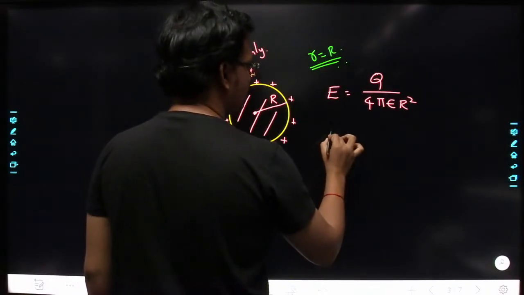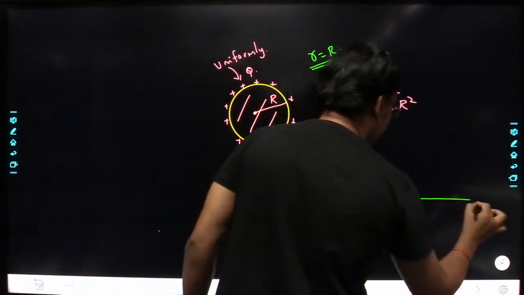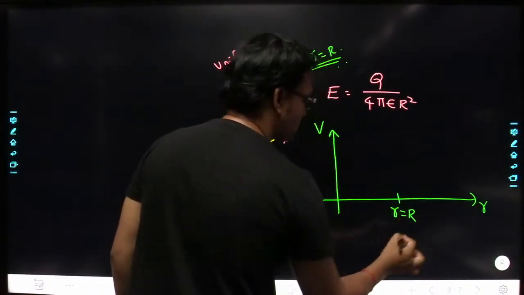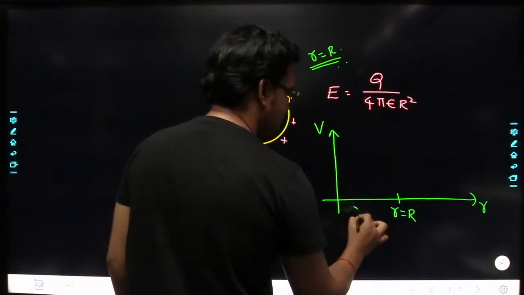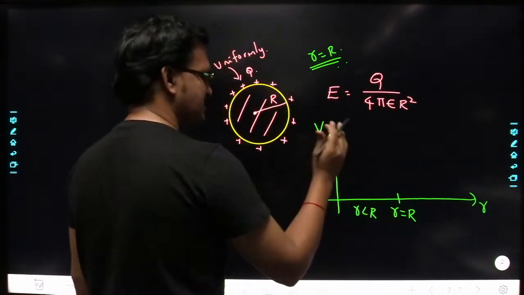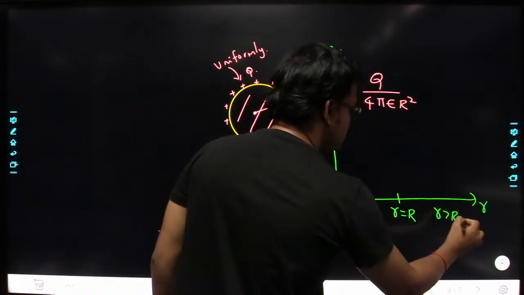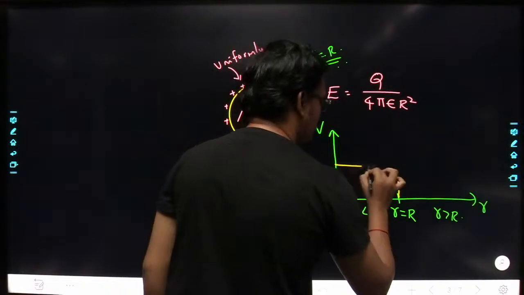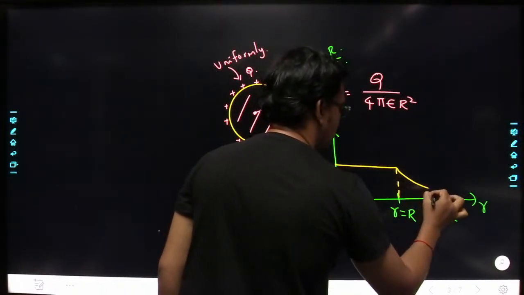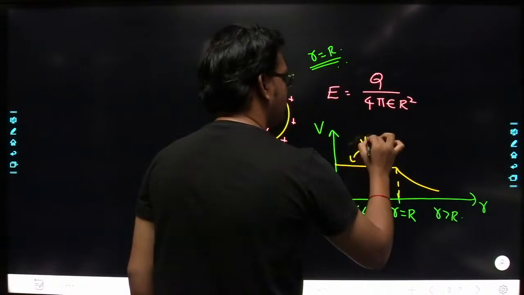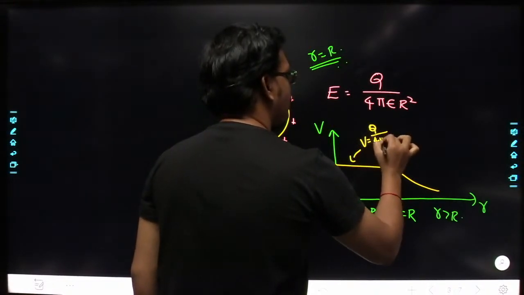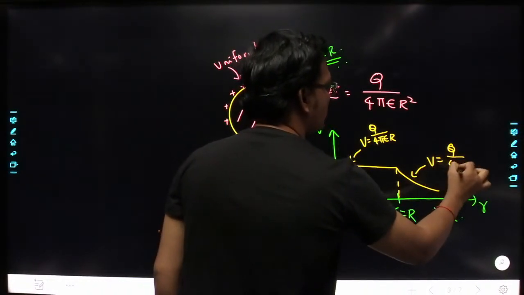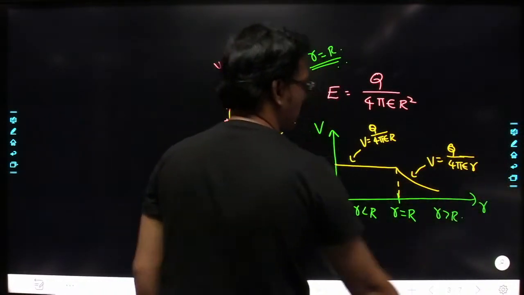And the potential here. If I draw the graph of potential, V versus r, let us say this point is r equal to capital R, that is on the surface of the sphere, and this region is r less than capital R, that is inside the sphere, and r greater than capital R is outside the sphere. If you draw the graph, you are going to get the graph like this, right? Here the potential V is equal to q by 4 pi epsilon R, and outside V is equal to q by 4 pi epsilon into small r, right?